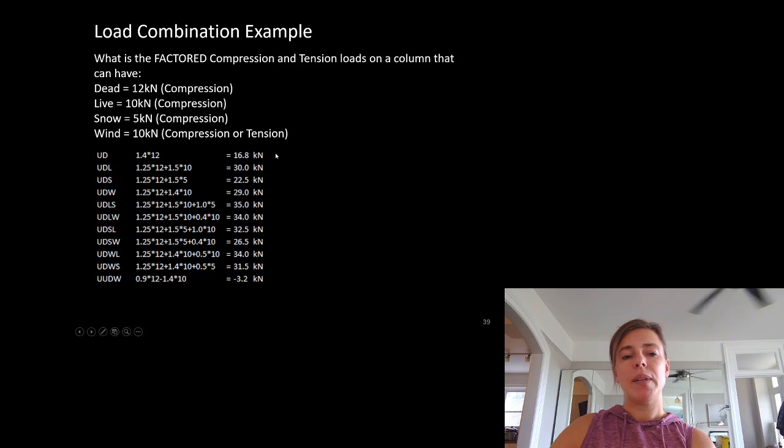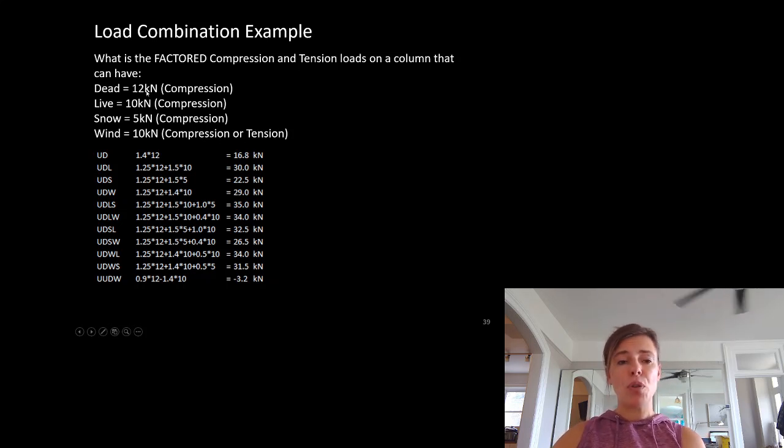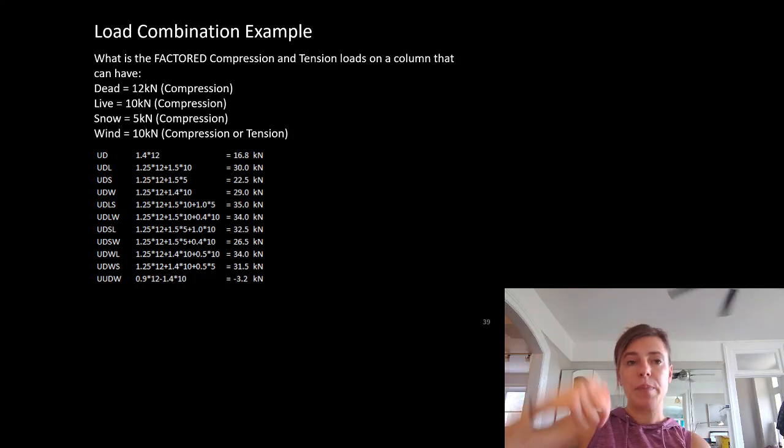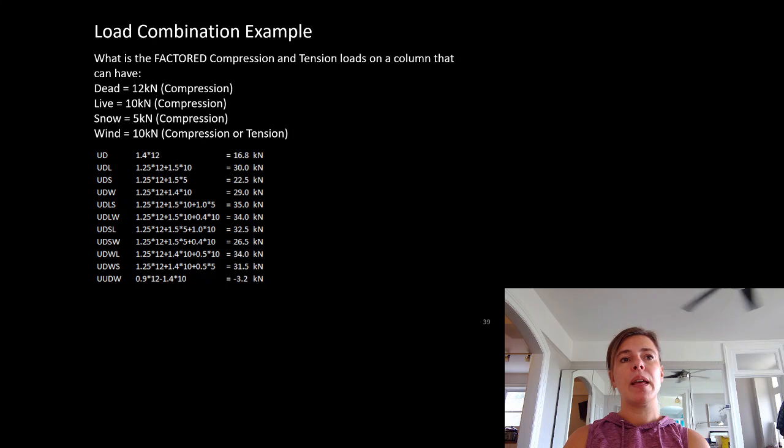So let's do an example. It looks like I've already written out all the answers here, so I didn't make it come in on an animation, but we can talk through it. So here, we've got 12 kilonewtons of dead load, and they're saying it's in compression, so downward. It's trying to squash this thing. We've got 10 kilonewtons of live load in compression.